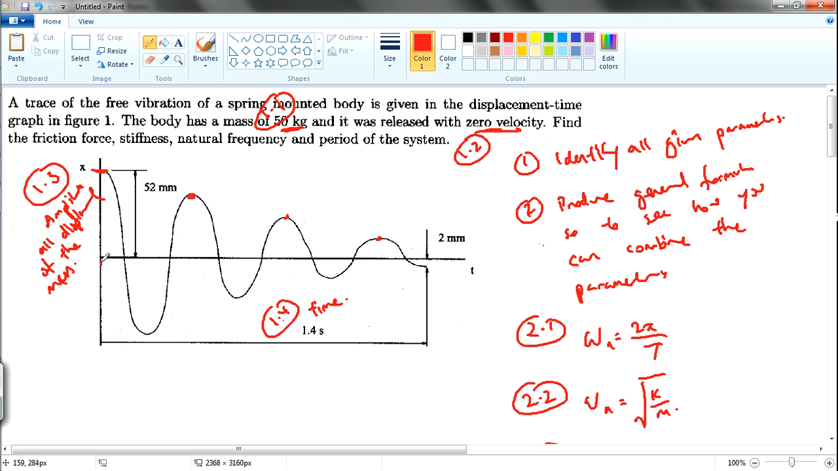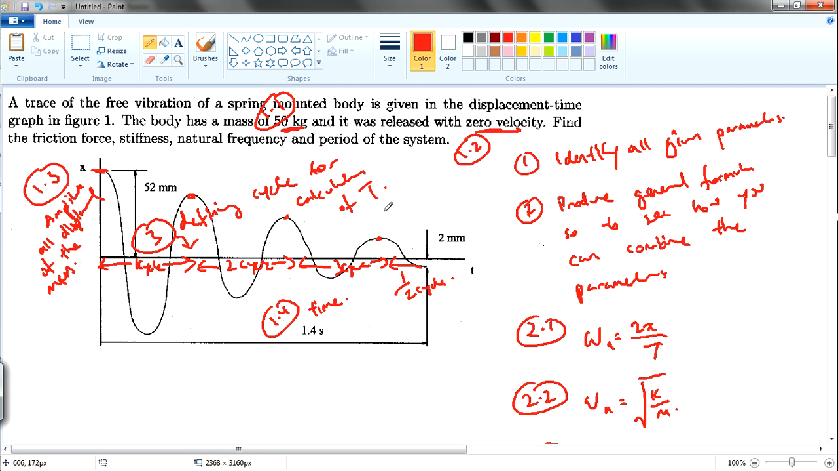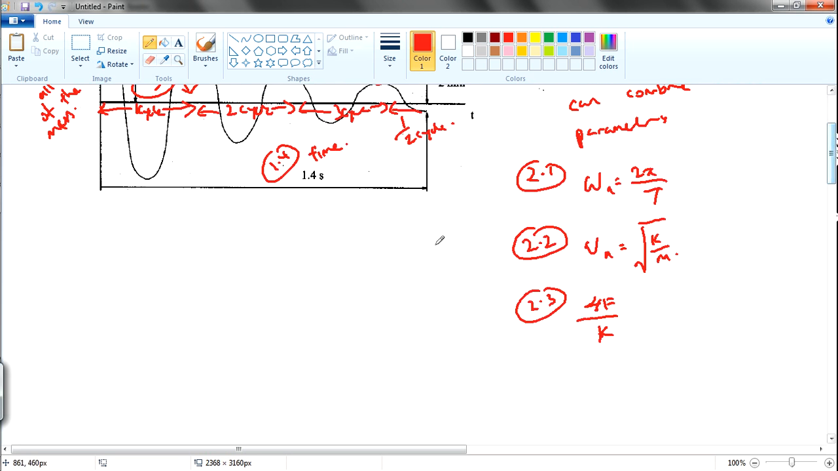So what I mean is, this is one cycle, this is two cycles, then this is three cycles, and we have going down, and then you expect you will come out. So this is half a cycle. Defining cycles for calculation of t.